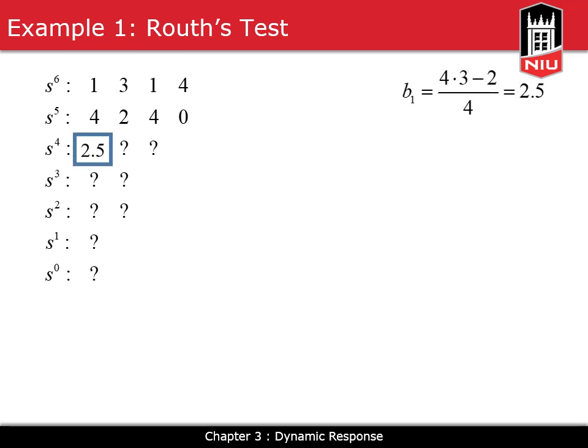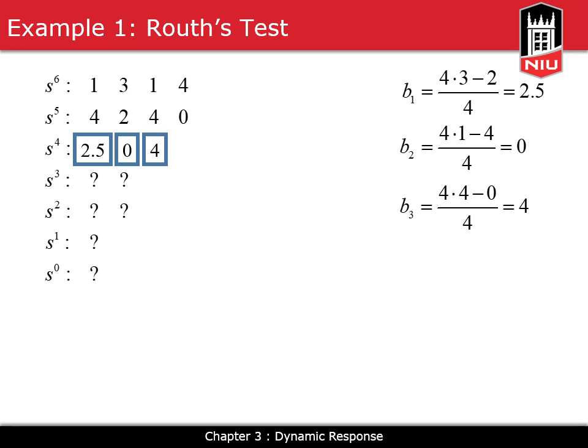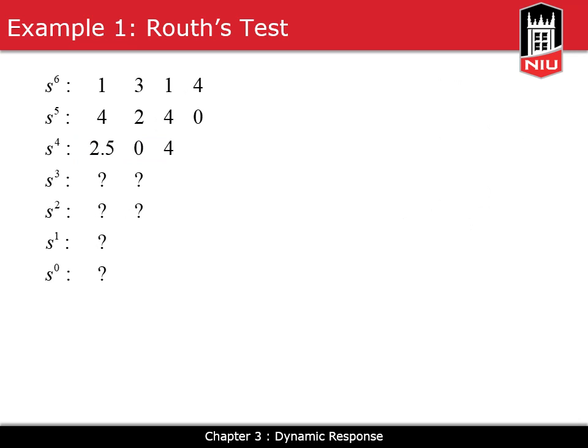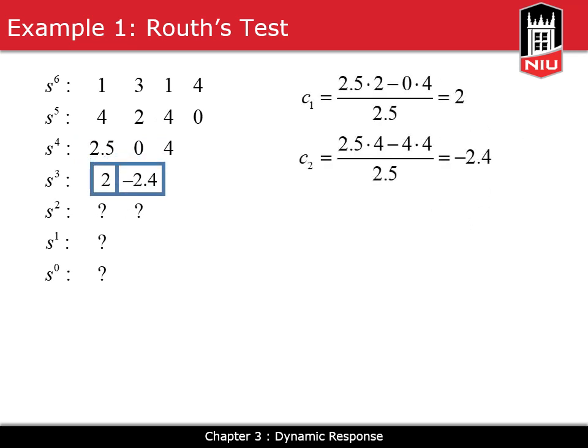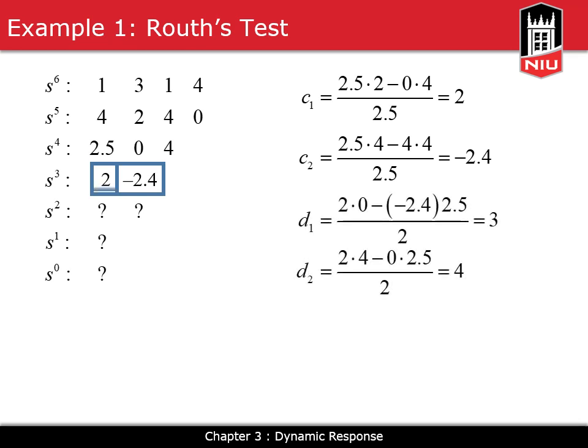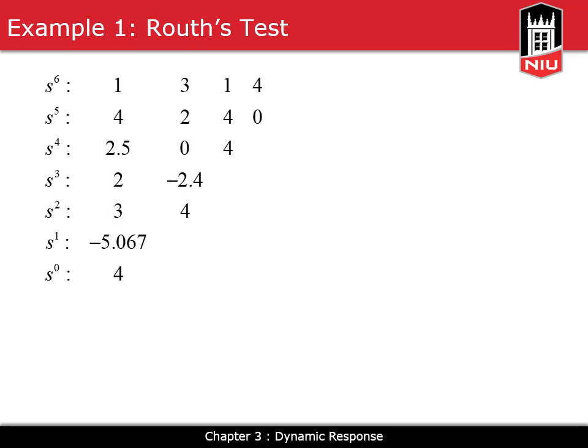So we find B1 as we discussed. We found 10 over 4, that's the same as 2.5. B2, we found 0, you see it's 0. And then the next one, that is 4. We go to the next row, we do the same thing. We find C1 and C2, they are 2 and negative 2.4. We go to the next row, we find D1 and D2, we get 3 and 4. Go to the next row and find everything else.